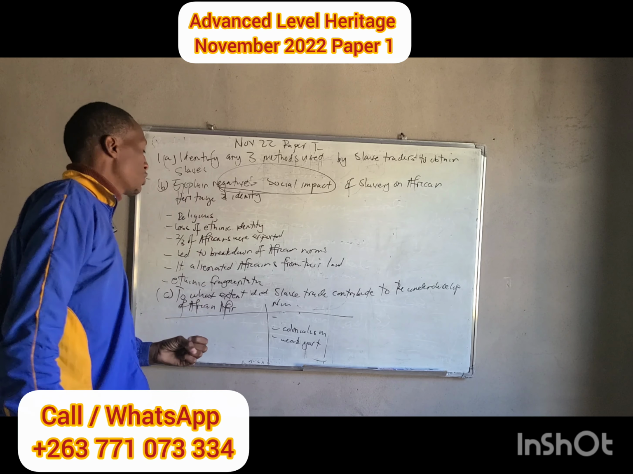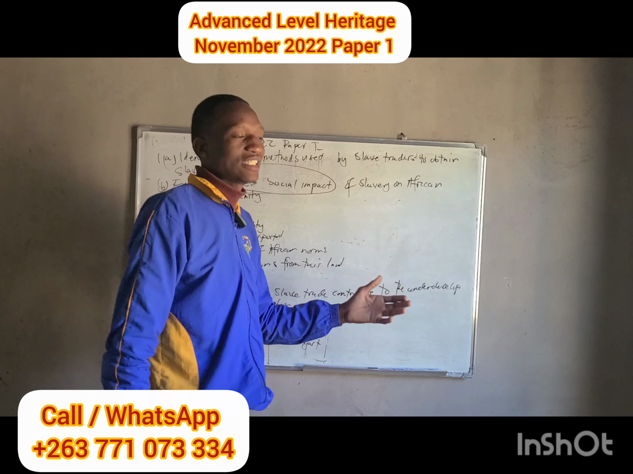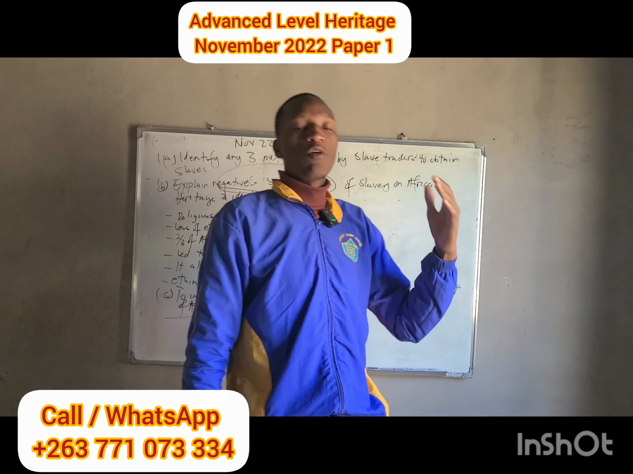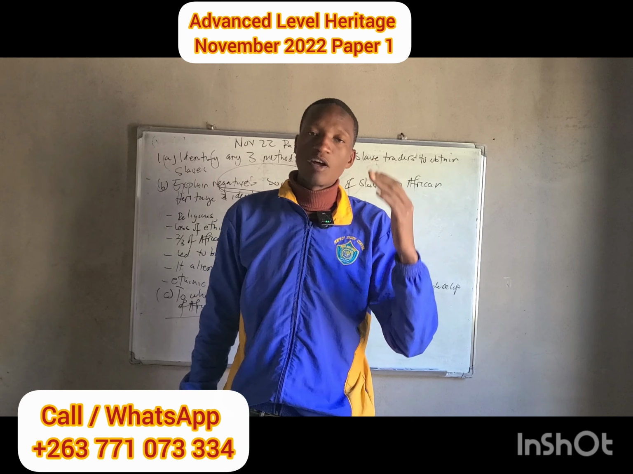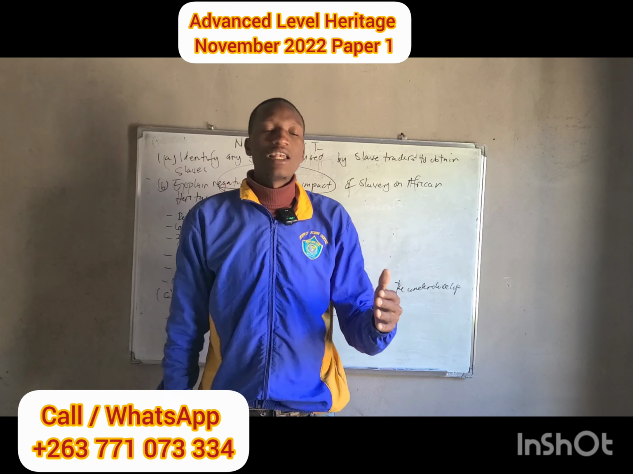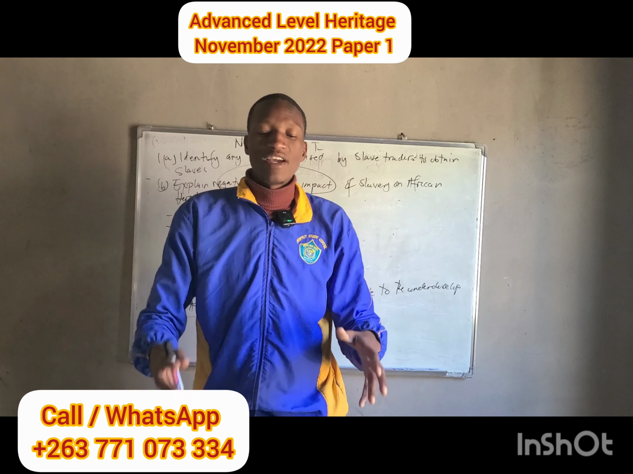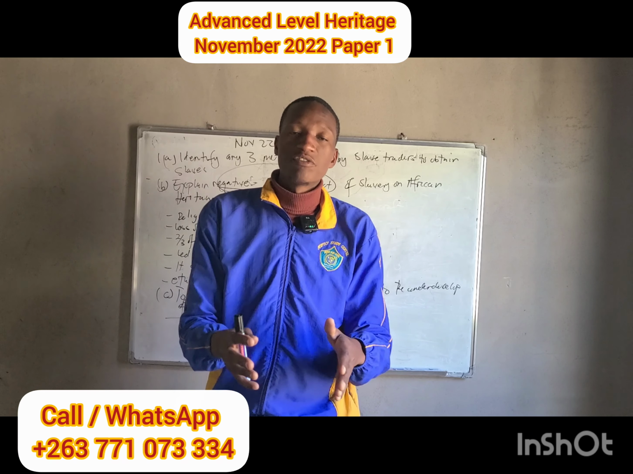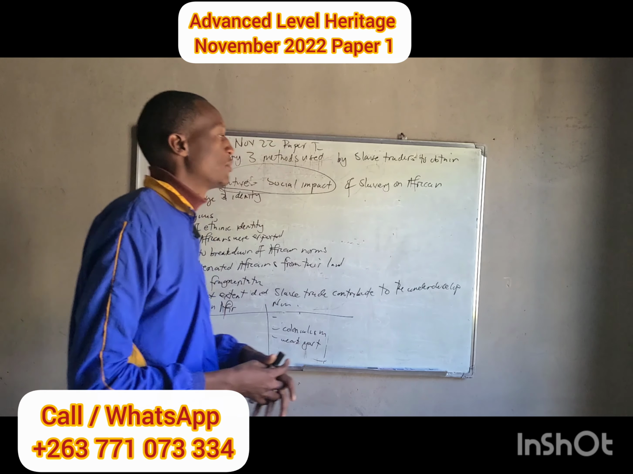So we've got the issue of religion. Socially, the slave trade affected the religious life of Africans. For instance, because of the slave trade, Africans were forced to worship Christianity. They were not allowed to adhere to their indigenous religion, and this affected their social status, because they were being forced to adhere to a religion which does not belong to them.